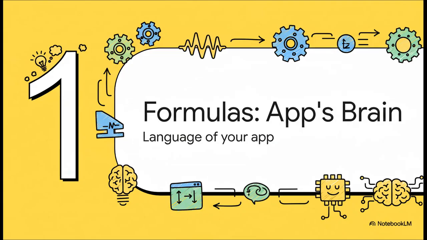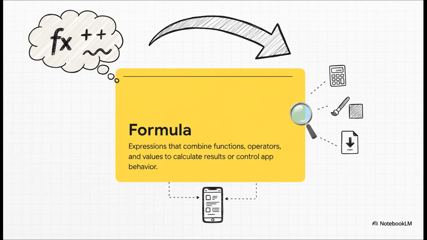Okay, first things first. Let's really get our heads around this idea of formulas being your app's brain. And I'm not just talking about doing math. This is about the logic, the intelligence, the part of your app that thinks and makes decisions. It's what turns a bunch of static screens into a living, breathing tool. So what is a formula, really? At its heart, it's just a set of instructions. It's a specific recipe of functions, operators, and values that tells your app exactly what to do next. Whether it's calculating a final price or changing a button's color when you click it, the formula is the engine that's making it all happen.